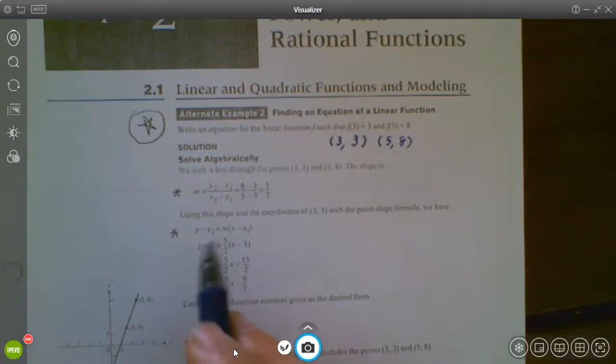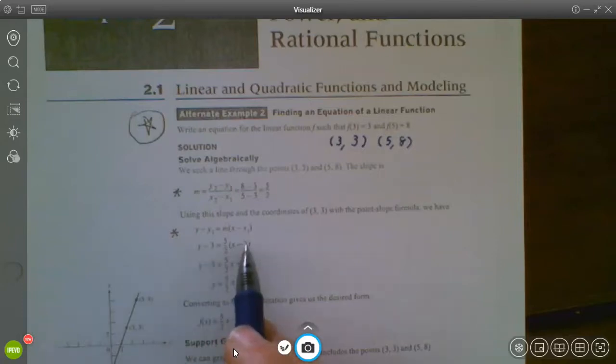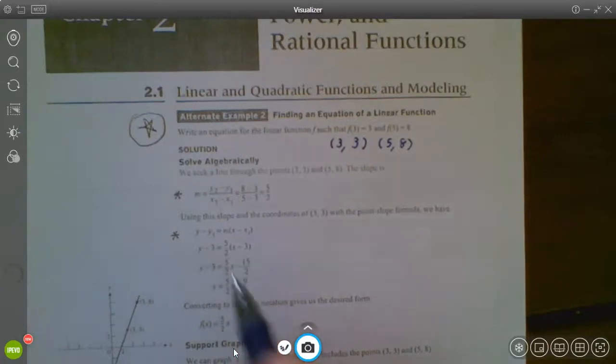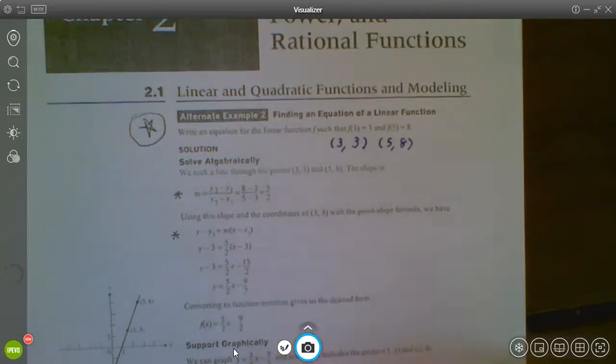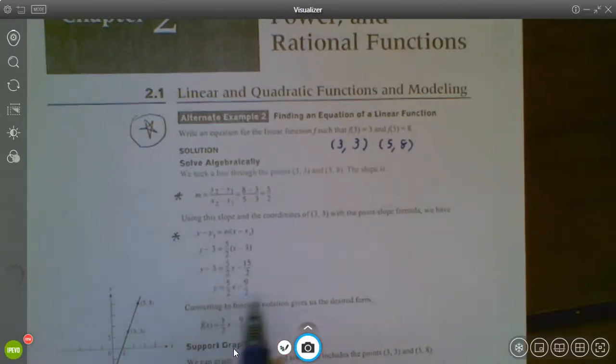Okay, so they plugged in the point 3, 3 for x1 and y1. We plugged in the result that we just got above for slope. That's our m. So this is our linear function in point slope form, but I would only have you leave it in this form if the directions specifically said. Typically, we're going to put these into an ax plus b or mx plus b form, however you want to say that. So they're going to distribute that 5 halves, and then add this 3 over in order to put it into a proper format. This is the go-to form unless the directions say otherwise.